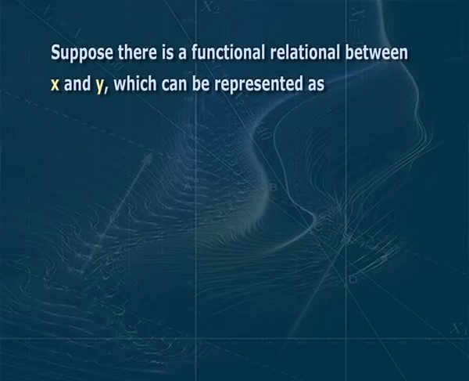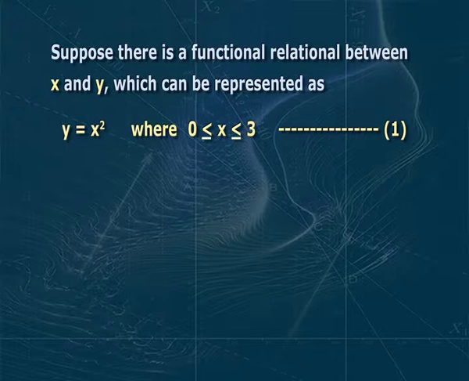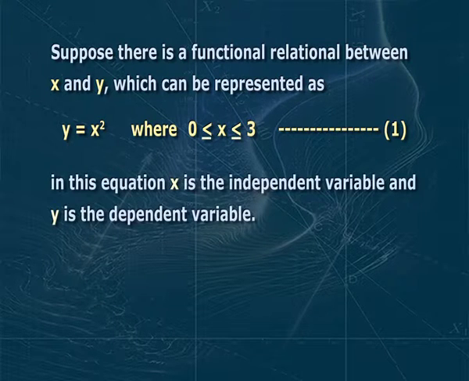Differential equations. Friends, today we will talk about differential equations. Let me introduce you to the topic. Suppose there is a functional relation between x and y, which can be represented as y is equal to x square. This will be our first equation, where x is less than or equal to 3 and greater than or equal to 0. In this equation, x is the independent variable and y is the dependent variable.